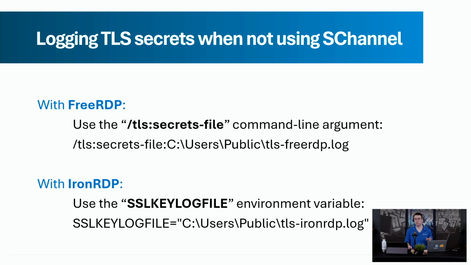What about logging TLS secrets when I'm not using S-channel? If you're using FreeRDP or a product based off FreeRDP, there is a way to do it at the command line. It's the /tls-secrets-file command line argument, and you can pass it the full path to a file. This is more for developers and not necessarily for regular use cases, but I'm still mentioning it. And if you're using mRDP or developing mRDP, it already accepts the SSLKEYLOGFILE environment variable. Many other software that do not use S-channel have similar options. So these are the options for FreeRDP and mRDP.